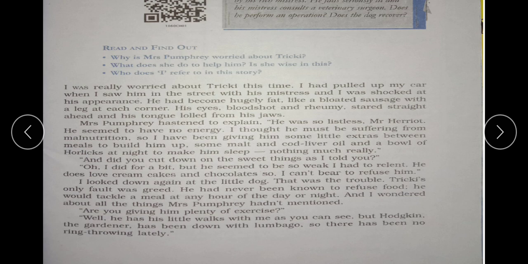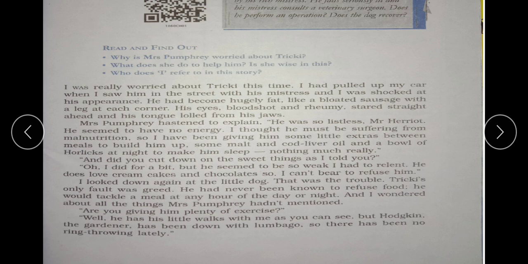And did you cut down on the sweet things as I told you? Then the doctor asked the mistress whether she had cut down the sweet things that the doctor had asked her to. So, oh, I did for a bit, but he seemed to be so weak I had to relent.